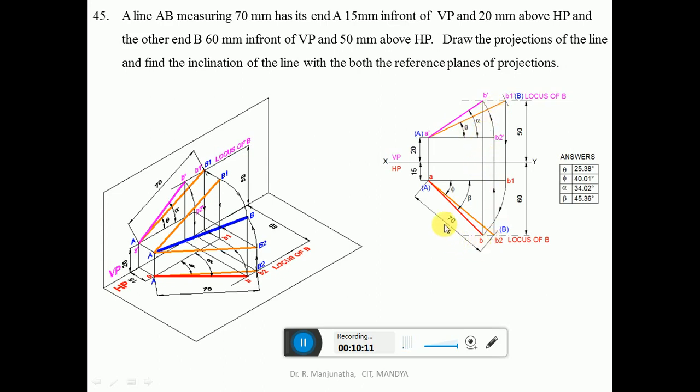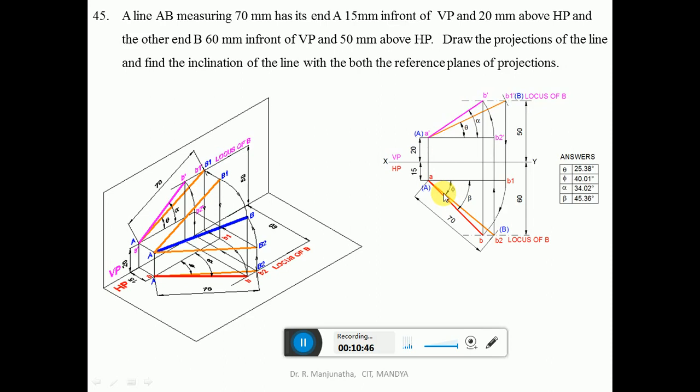Similarly, the true length is the same in the top view also. With A as center, take the radius of 70 and cut an arc on the locus of B in the top view. You mark this point as B2 and write capital B here. Then join A to B2 with a line a little bit thicker than the projector line. Now we have the true length in the top view and also the true length in the front view. Of course, obviously we get the inclinations theta and phi.